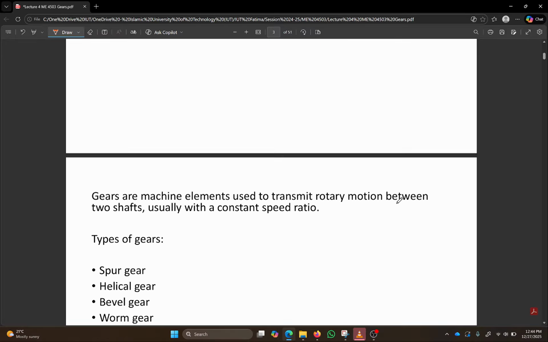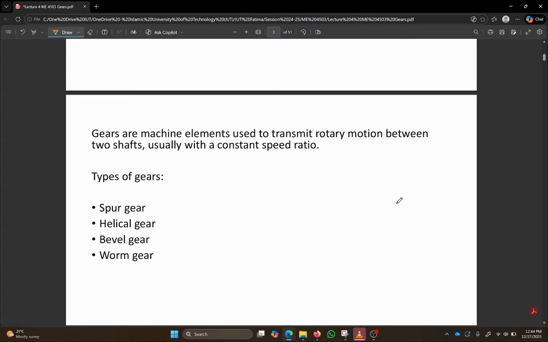Introduction to gears. By this time, you should have already completed your lab experiment on gears, and I have already shown you many of the gears, and you have seen them in real life. You understand some of their properties, so this should be kind of like a revision for you.